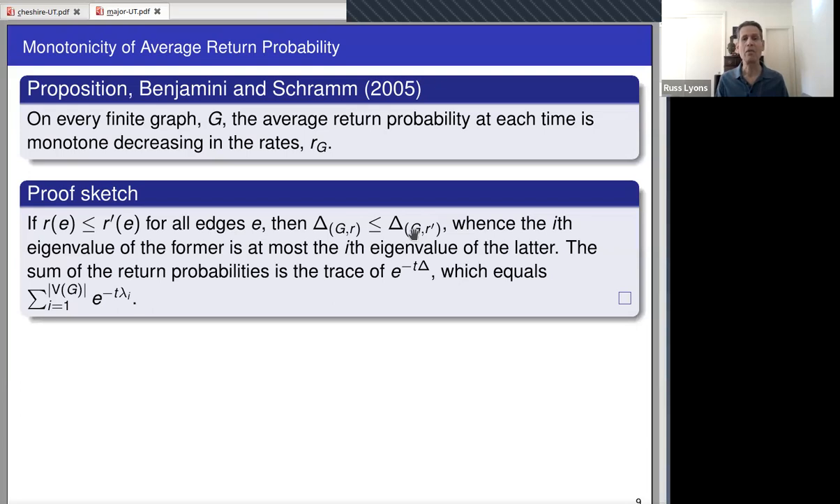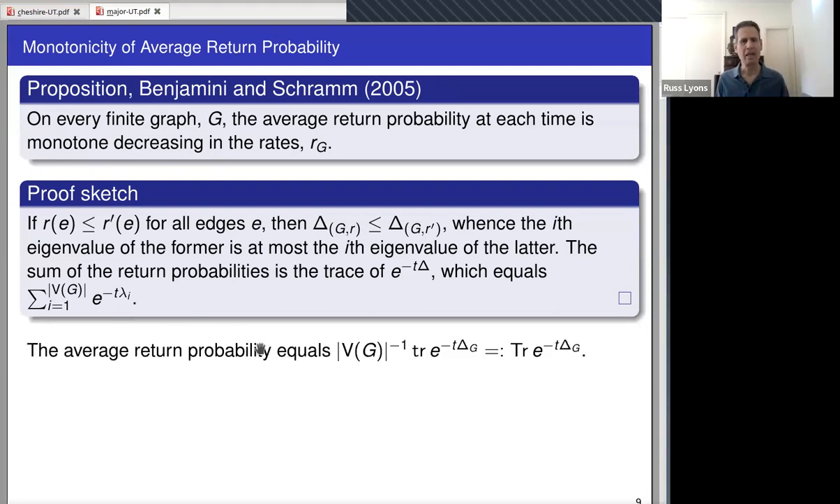Now, the sum of the return probabilities is the sum of the diagonal elements of e to the minus t delta. We know that this is the trace, and we know that we can get the trace by summing the eigenvalues. Of course, the sum is just a constant times the average. And so now we see that if the eigenvalues go up, the average goes down. Okay? Any questions? Let Eyal know.